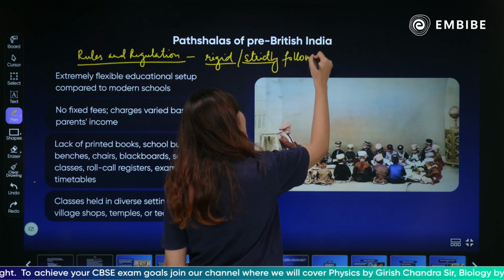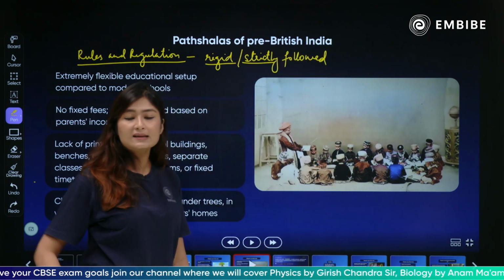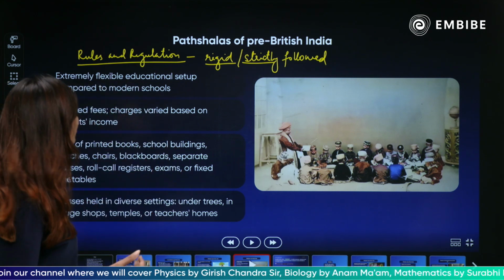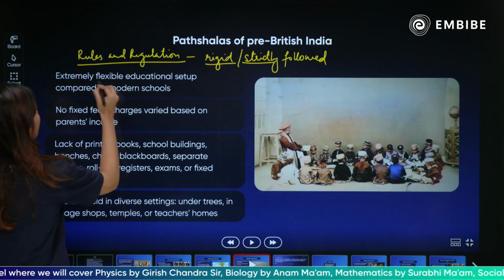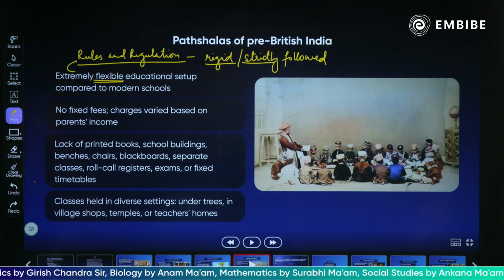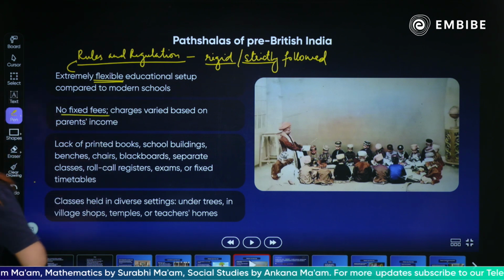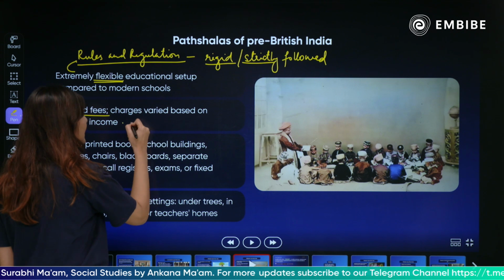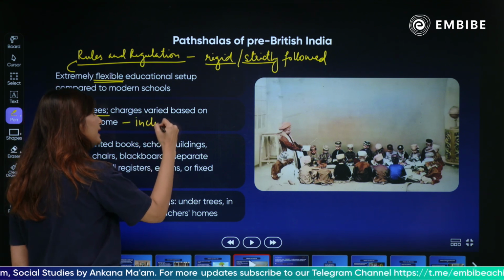But back at that time, it was not like that. The system of the schools was pretty simple, pretty easy for students to get through with, right? It was quite flexible compared to what we have today in terms of rules, regulations, etc. There were no fixed fees; the amount of money that you're paying, the charges varied based on parents' income, which is very, very inclusive and accommodating.